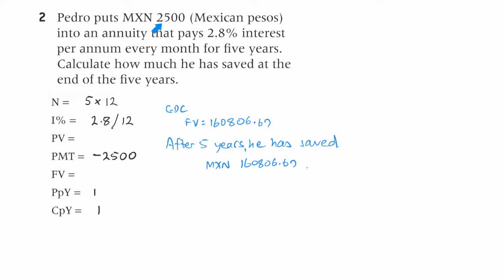Question 2, Pedro puts Mexican pesos, 2,500 into an annuity that pays 2.8% interest per annum every month for 5 years. Calculate how much he has saved at the end of the 5 years, so we're looking for the future value. We're going to try to keep these as 1 and 1, and we're changing these to suit. So it's 5 years, but it's every month, so it's 5 times 12. The interest rate's 2.8% per year, so we divide that by 12 to get the monthly interest rate. We put a minus here because he gives 2,500 pesos to the bank, and the calculator gives us a future value of 160,806.67. After 5 years, he has saved that much money.